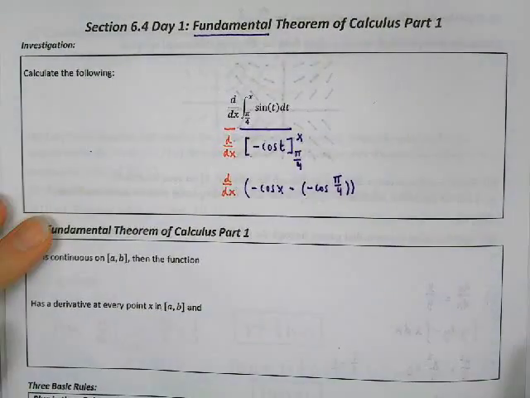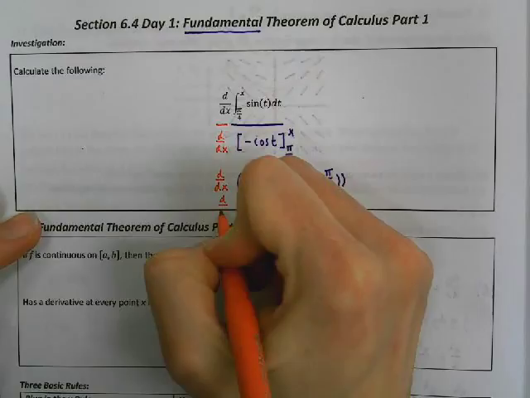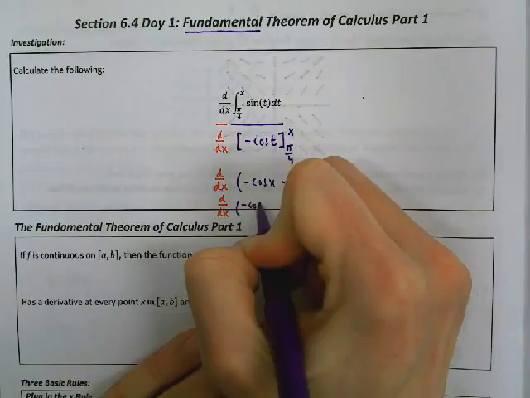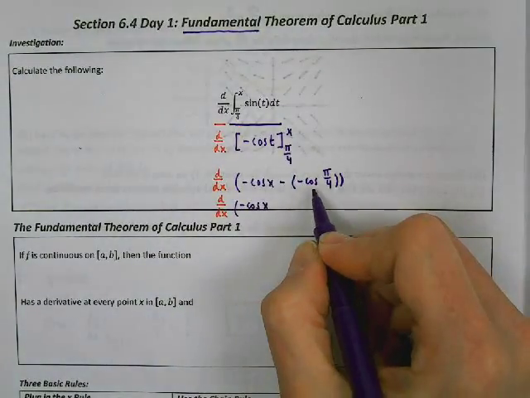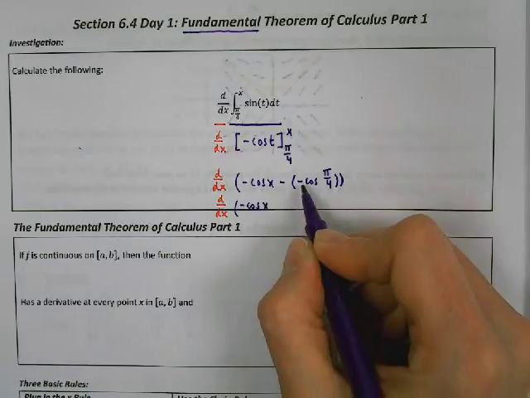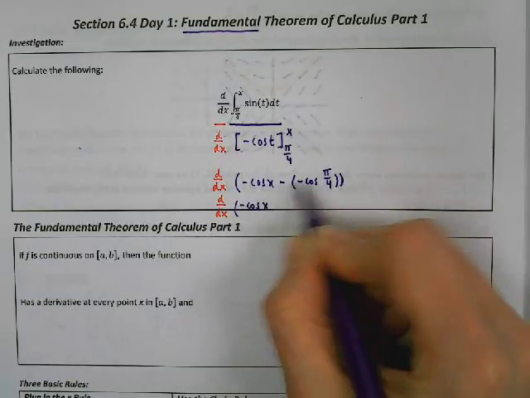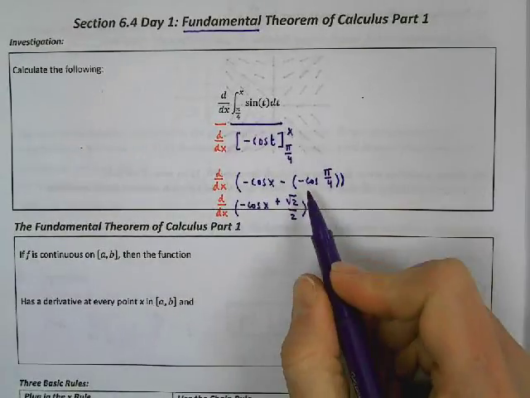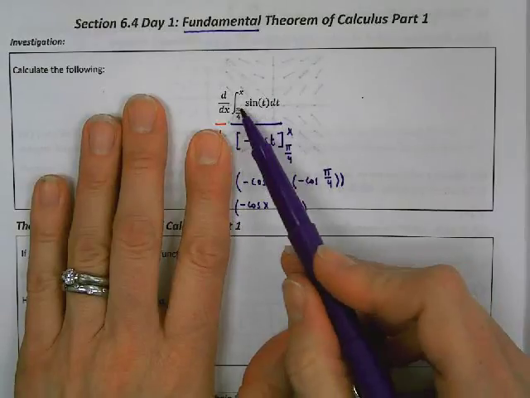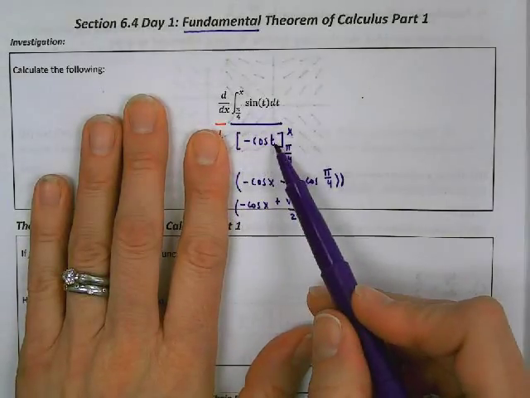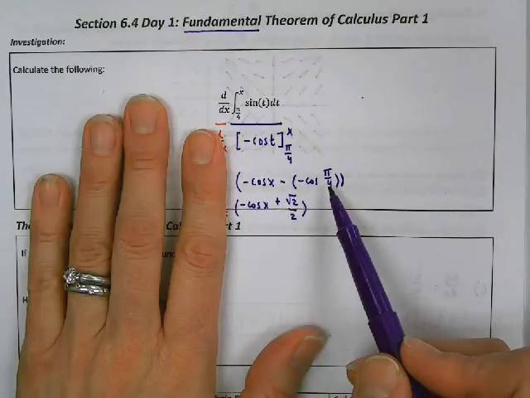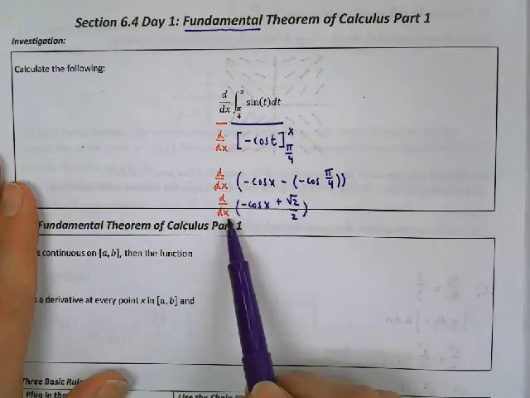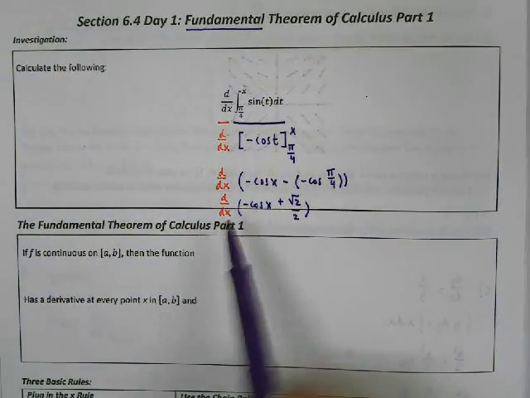Let's simplify this. I have the derivative with respect to x. Now, negative cosine of x I can't do anything with. Cosine of pi over 4 is root 2 over 2, so this is going to be a negative root 2 over 2. But now minus a negative is going to be plus root 2 over 2. So now in purple, I've evaluated that integral. I took its antiderivative, evaluated the top minus the lower limit of integration, and simplified. So there's our integral.